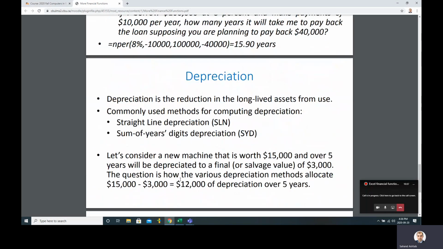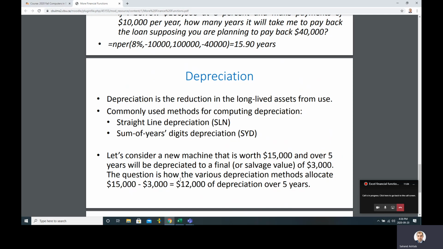The last part of this chapter is on depreciation. Depreciation is the loss of value in an asset, or the reduction in long-lived assets from use. Basically, you use an item, and it depreciates in value as time goes on. There are different formulas for calculating depreciation.